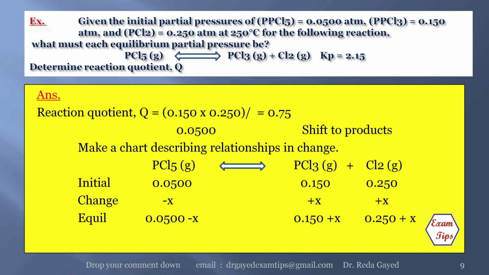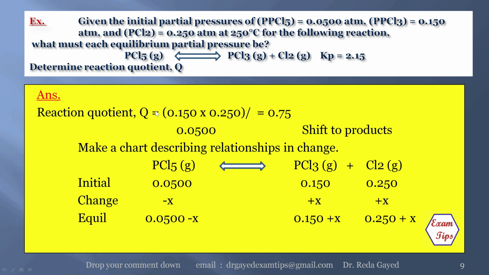So what about the equation? Here, as mentioned, PCl5 gas produces PCl3 gas plus chlorine gas, and the Kp here is 2.15. Here it is required to determine the reaction quotient Q. If you are confused about this, I mentioned this clearly in part 1 of equilibrium. You can go back to that video to see what the reaction quotient Q is.